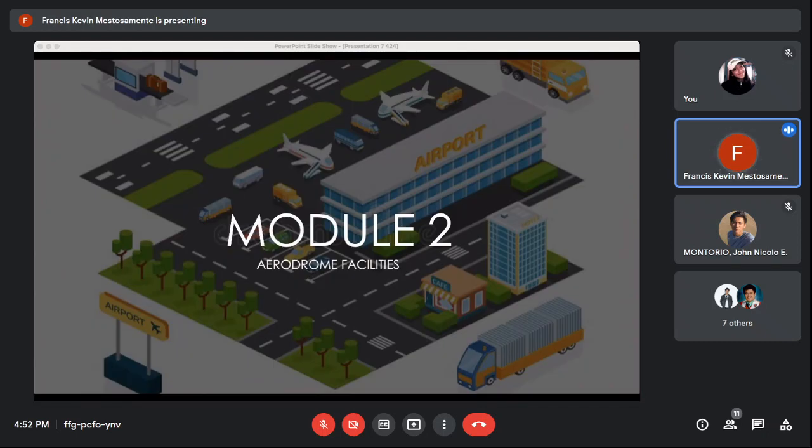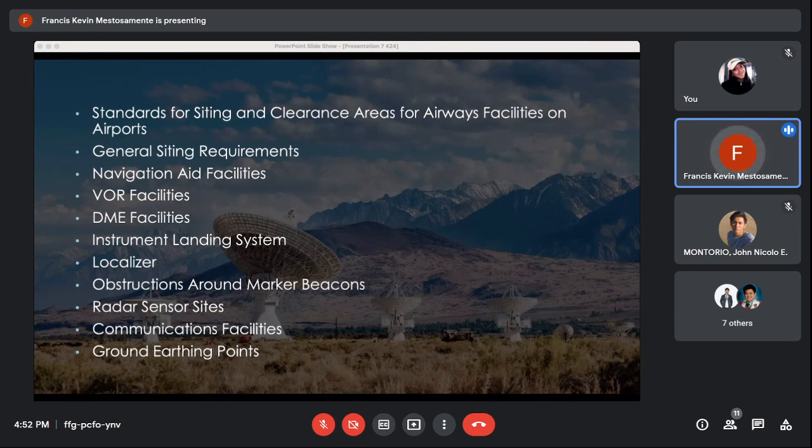Next, we got module number two. We'll be discussing a few aerodrome facilities or the most important aerodrome facilities we have on an airport. Moving into our next slide, slide 20, we got here the coverage of module number two. As I have said a while ago, we'll be focusing dun sa mga pinaka-importanteng facilities, which is the airways facilities. So we'll be starting on the clearances, general requirements, and moving into the different kind of facilities we will be encountering on an airport para maging familiar tayo with that.